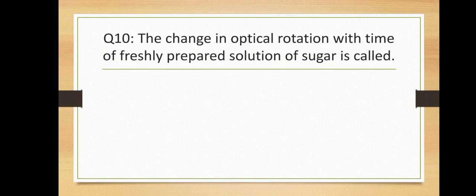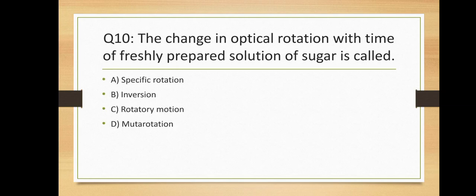Next one and the last question, question number 10. The change in optical rotation with time of freshly prepared solution of sugar is called. Options are: option A, specific rotation, option B, inversion, option C, rotary motion, and option D, mutarotation. I am repeating the question. The change in optical rotation with time of freshly prepared solution of sugar is called, the correct answer of this question is option D, mutarotation.